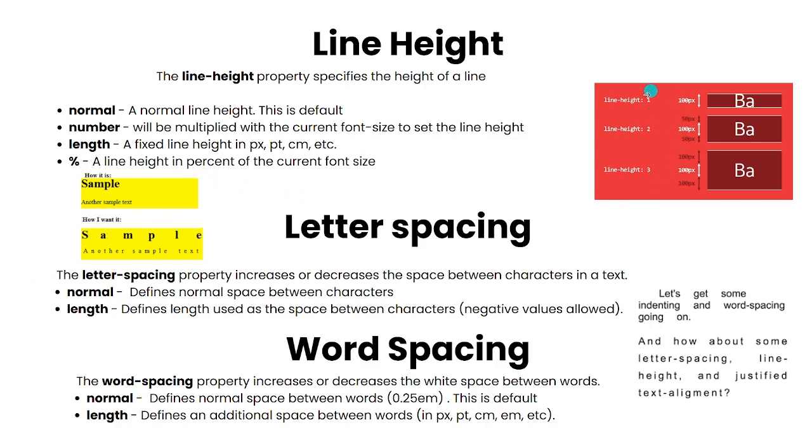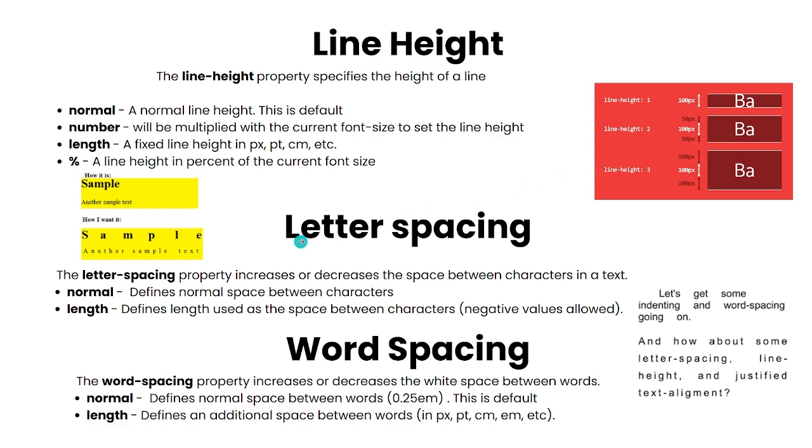Here's an example of a line height. As you can see, this is 100 pixels, and then we have one that's a much larger line height of 2, which is twice the size of 100, which is 200, and here is 3, which is 300 pixels, and as you can see, here's the line height here.